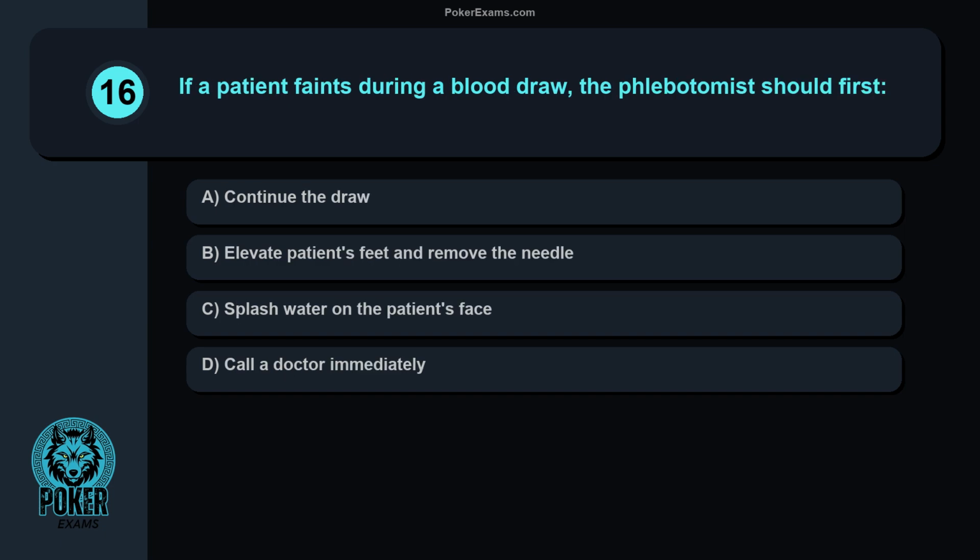Question 16. If a patient faints during a blood draw, the phlebotomist should first continue the draw, elevate patient's feet and remove the needle, splash water on the patient's face, call a doctor immediately.